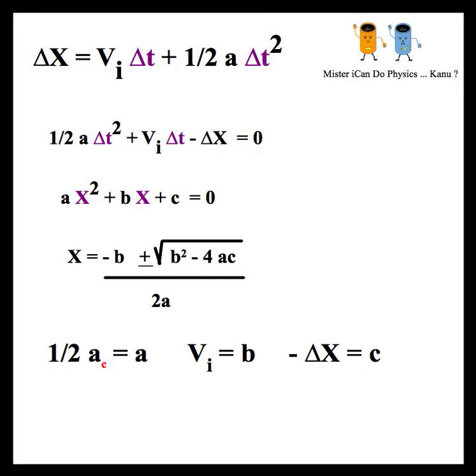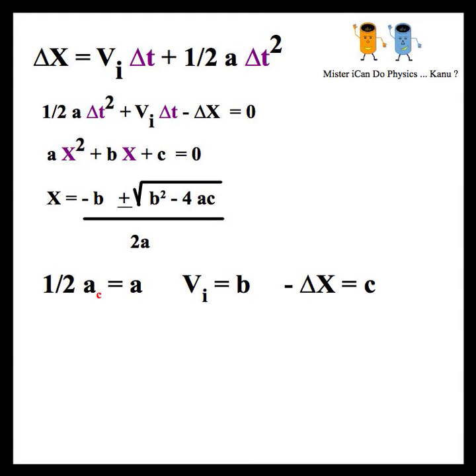B in a quadratic corresponds to our initial velocity in our physics equation, and c corresponds to the negative of our displacement in our physics equation. Negative because, if you recall, if delta x is positive on the left side of our original equation, we bring it over to the other side using the add-subtract rule in algebra, we're taking the negative of that value. So whatever delta x is in our checklist, we use the negative of that value when we try to use that to solve the quadratic equation.